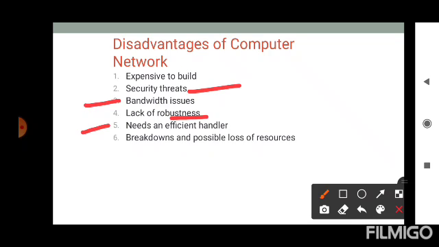Fifth is need of an efficient handler. The technical skill and knowledge required to operate and administer a computer network. And last is breakdown and possible loss of resources. One major disadvantage of networking is breakdown of the whole network due to an issue of the server. If the server fails, then the whole network will lose all resources.